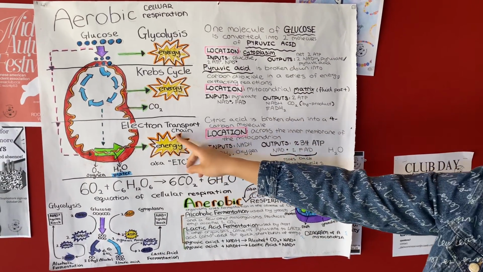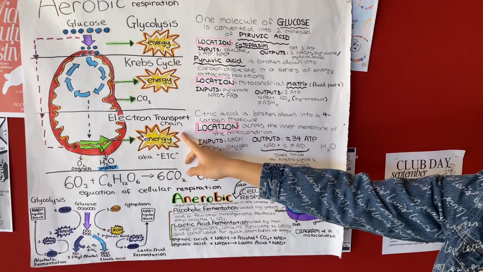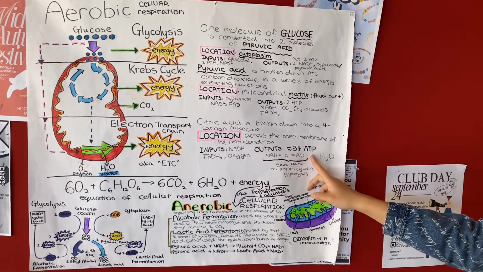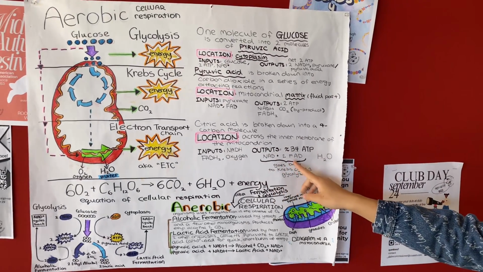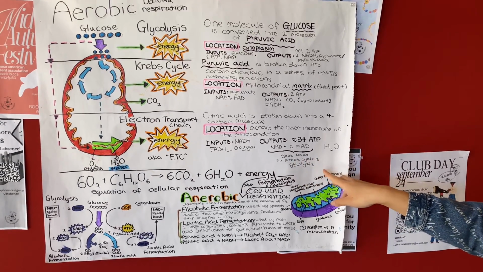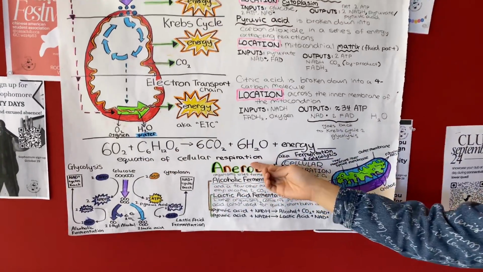In the electron transport chain, citric acid is broken down to a 4-carbon molecule. The chain happens across the inner membrane of the mitochondrion, and its outputs are 34 ATP, NADH, plus FADH, and these two go back into the Krebs cycle and the glycolysis. Water is also produced here. Here's the overall equation for cellular respiration.